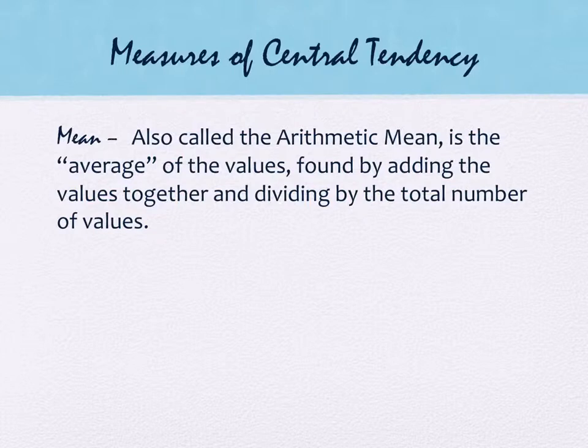There are three measures of central tendency that we're going to look at. The first one is called the mean. This is the one that you reference when you use the word average. When you talk about your class average or something like that, you're talking somehow about a mean score. So it's also referred to as the arithmetic mean. It is the average of the values. We find it by adding the values together and dividing by the total number of values. So if you wanted to know what is your test average in a class, you'd add all your tests together and you divide by the number of tests, right? That's a mean.